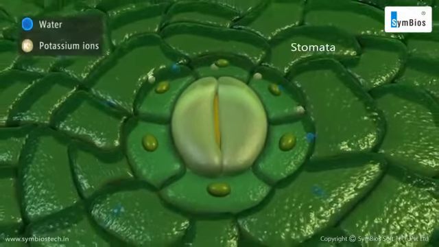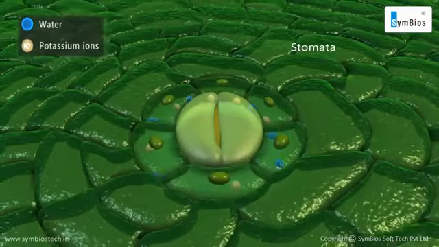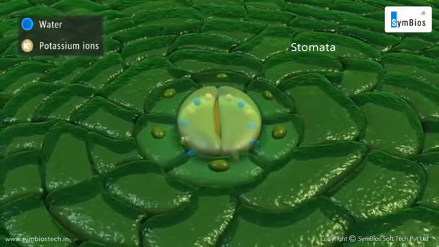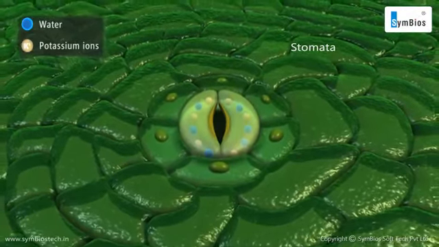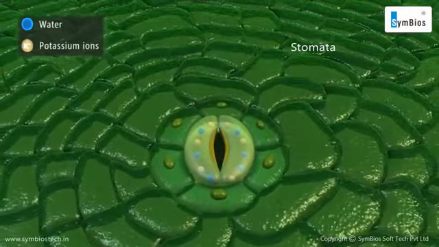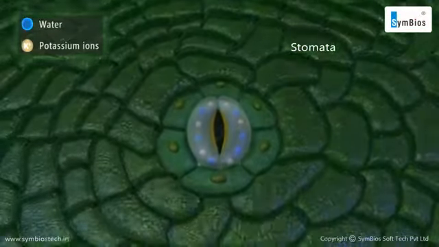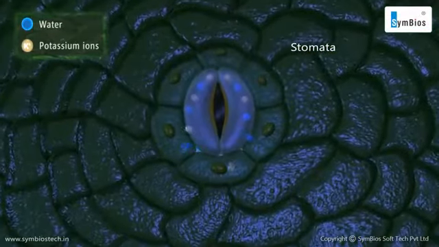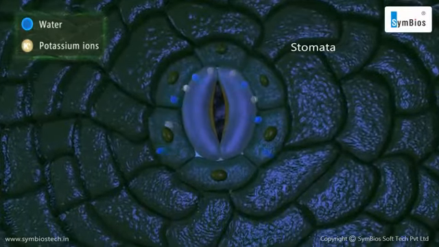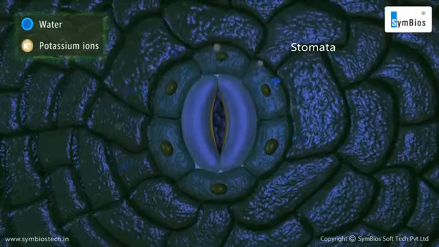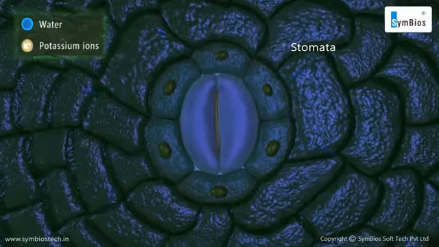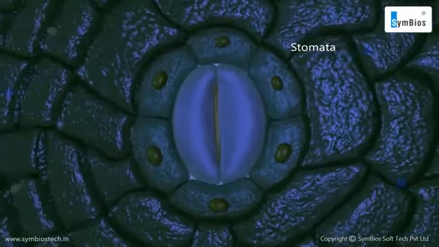During the daytime, water enters into the guard cells along with the potassium ions. This brings about a change in the shape of the guard cells, and the stoma opens. During the night, the potassium ions and water molecules leave the guard cells. Thus, the turgidity decreases and the stoma closes.